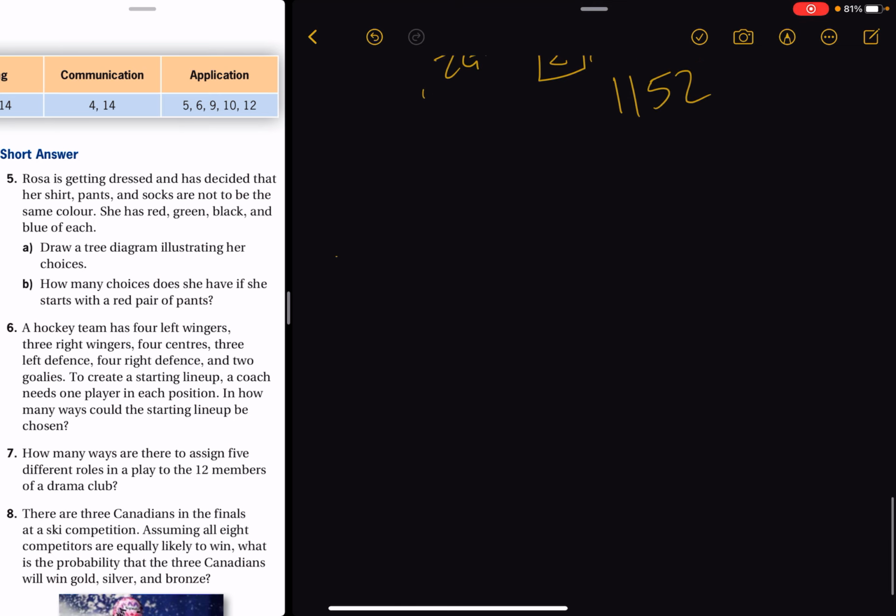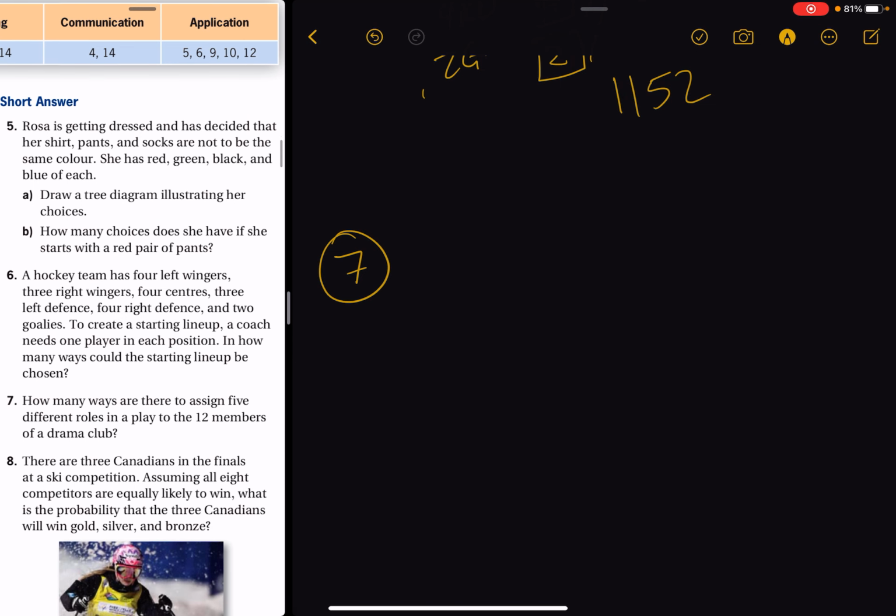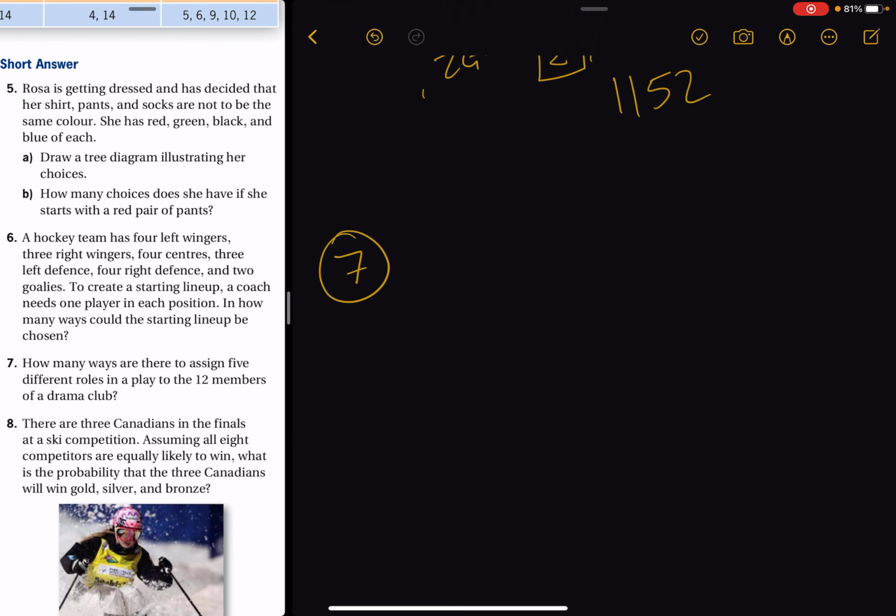Next, question 7. How many ways are there to assign 5 different roles in a play to 12 members of a drama club? Well, that's easy. We have 12 members, and we're going to choose 5 of them. So that's 12 factorial over 12 minus 5 factorial, which is 12 factorial over 7 factorial.